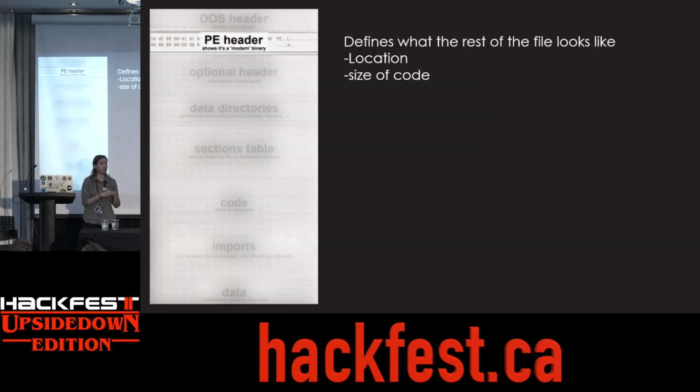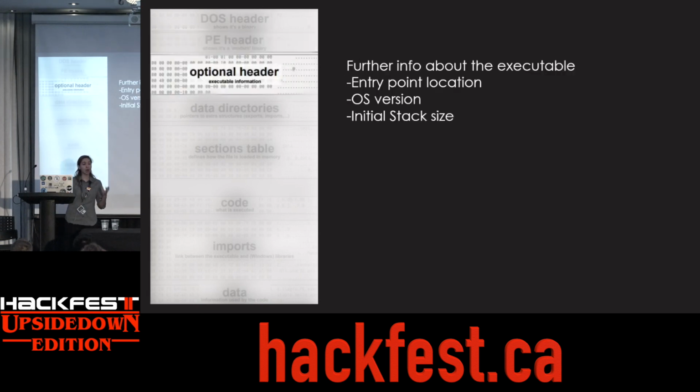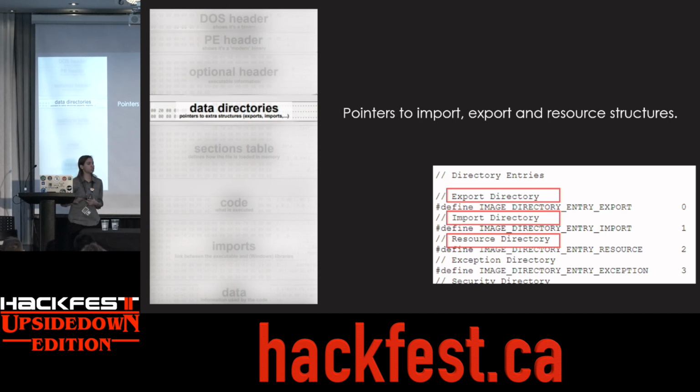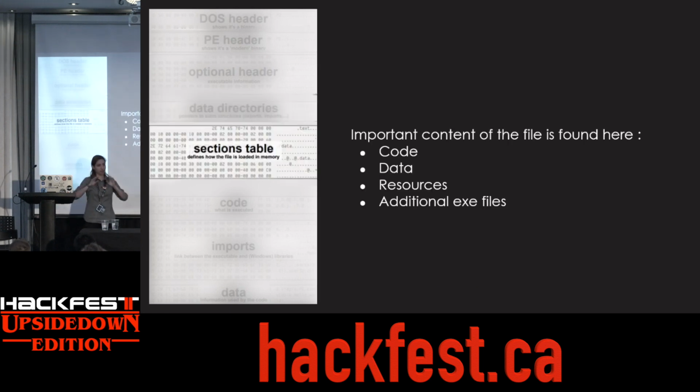To continue, and again, we are still in the header section, is the PE header. This just contains general characteristics of your file, such as size and location. Our optional header contains even further information about our file, such as our entry point location, our initial stack size, and then our OS version. Our data directory is just a pointer to things like our imports, exports, and our resource directories. And that's it for our top part, our header.